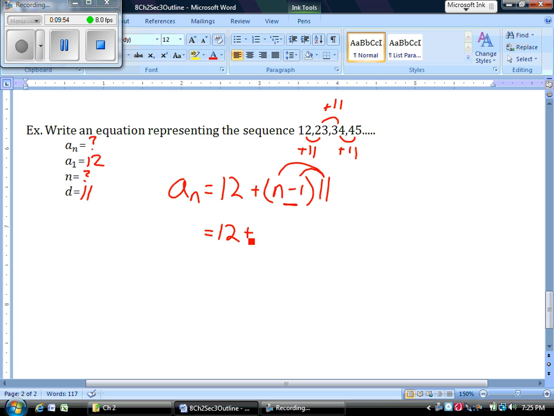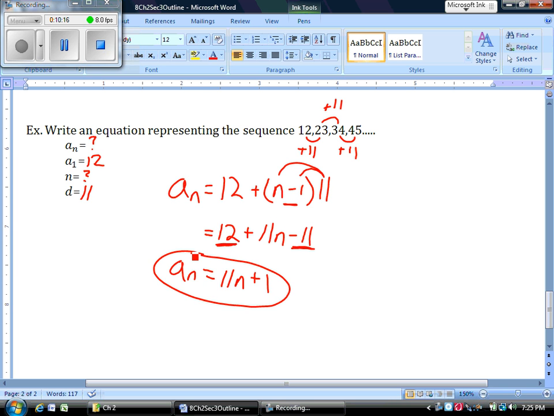So if I distribute, I get 12 plus 11n minus 11. Now I have to combine my like terms. I have a 12. I have a negative 11. I can combine those to have 11n plus 1. So I can find whichever term number I want in this sequence by doing 11 times the number plus 1. So if I want the 54th term in the sequence, let's say we want to look for that, we would plug in 54 for n and simplify.